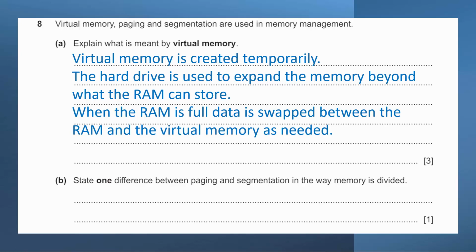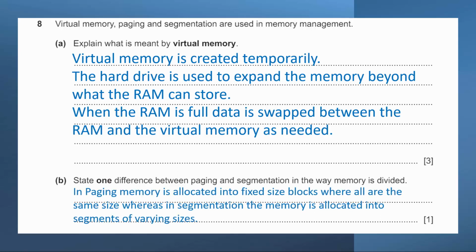State one difference between paging and segmentation in the way memory is divided. And there's really only one way. In paging, memory is allocated into fixed size blocks. We said all of them are the same size, whereas in segmentation, the memory is allocated into segments of varying sizes. We said paging is static, while segmentation is dynamic.